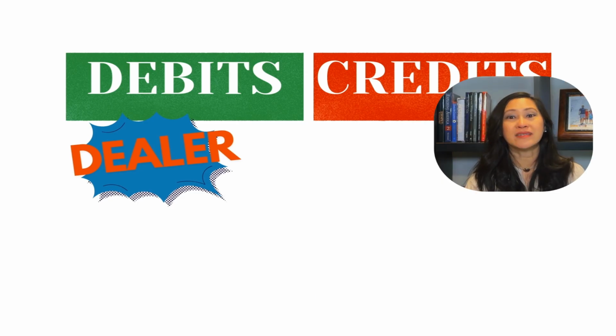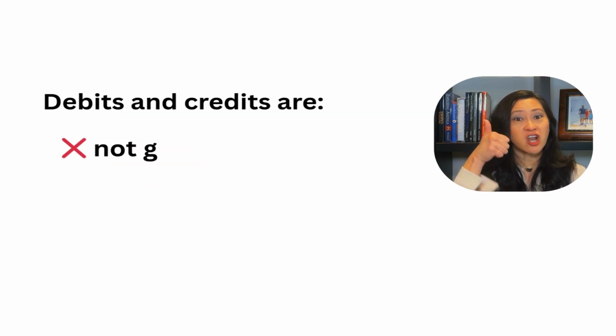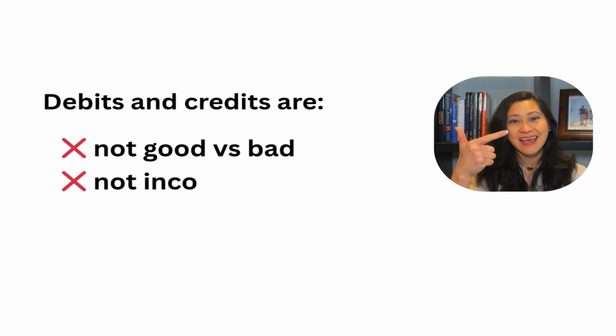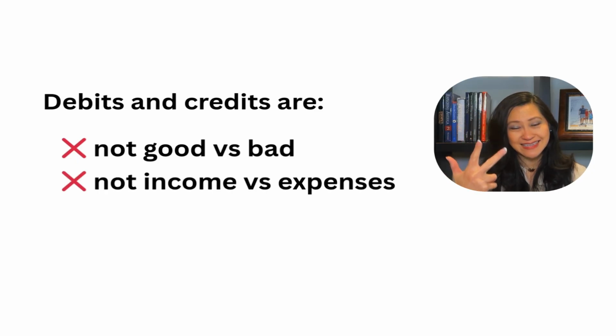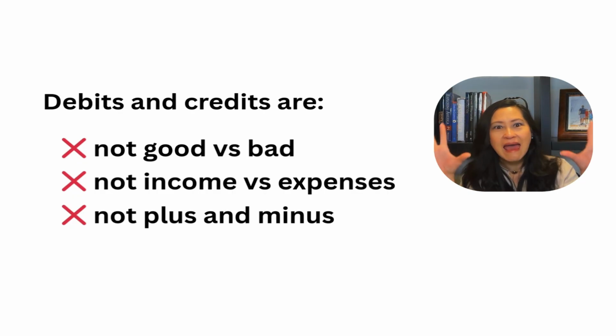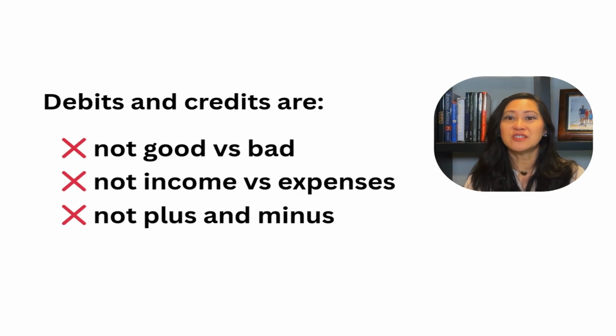First, let's talk about what debits and credits are not. Let's clear up the confusion first. Debits and credits are not good versus bad. They are not income versus expenses. And they are not pluses and minuses. They are simply the two sides of every money movement. In business, money never appears out of nowhere. If money goes into something, it must come from somewhere else. That's the entire idea behind debits and credits.